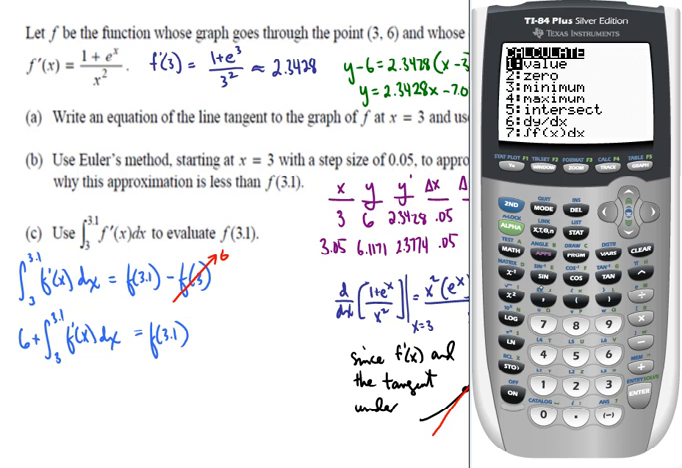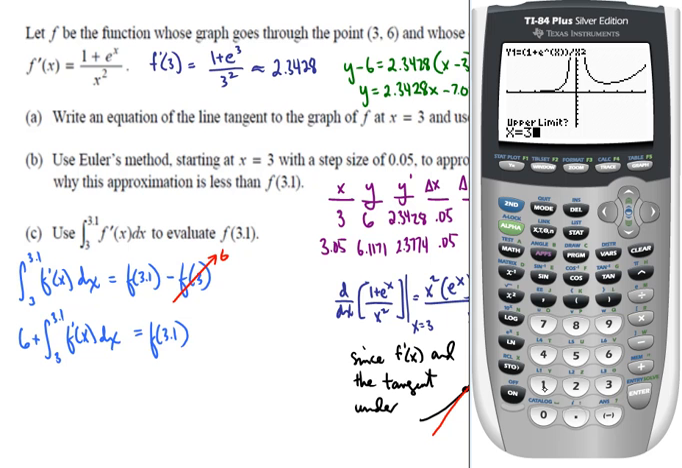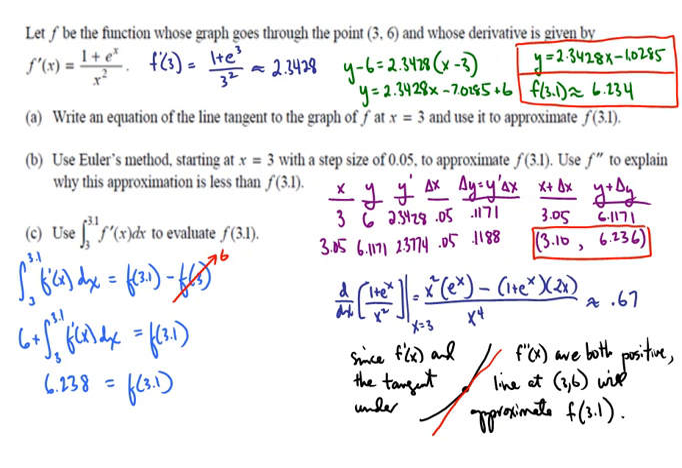Second, trace, option 7, lower limit 3, upper limit 3.1, and that tells us that the definite integral we're looking for is 0.2377, or 0.2378. Added to 6 is going to give us 6.2378. And rounded to 3 decimal places, since this is a final answer, we would need 6.238. Now I'm going to close the calculator down, and we're going to take a look at this.